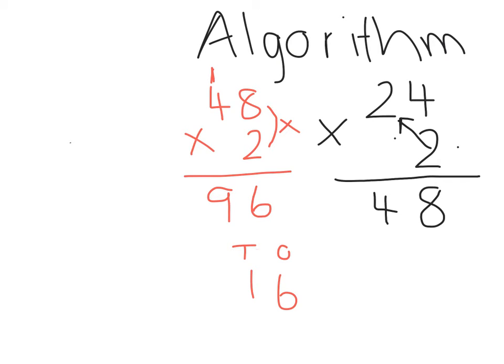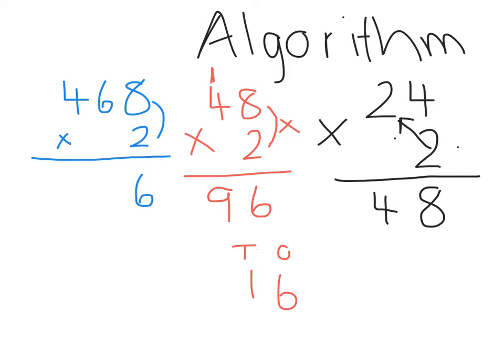All right, let's try one more. This one's going to be a little bit trickier. Let's do the number 468. And I'm going to times that by 2 and find out what the answer is. The first thing I'm going to do is 2 times 8. So 2 times 8 again is 16.